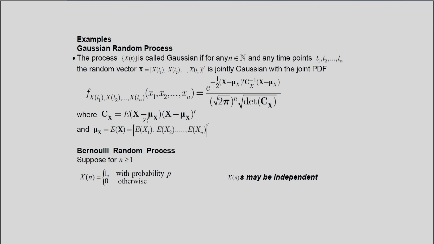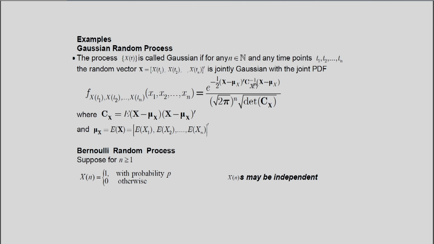Now Cx is a matrix, that is the covariance matrix, that is E of x minus mu x into x minus mu x transpose, and then we take the expectation. First we have the matrix x minus mu x into x minus mu x transpose, and expectation of each element in this matrix will give us the covariance matrix. So here we determine the determinant of the covariance matrix, and here the inverse of the covariance matrix. So that way we define the Gaussian random process.